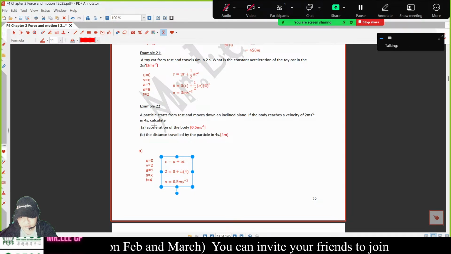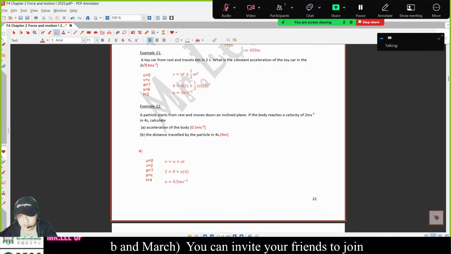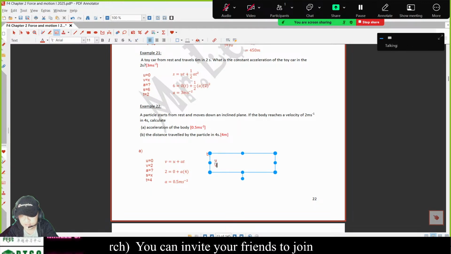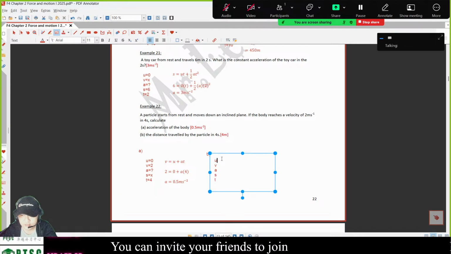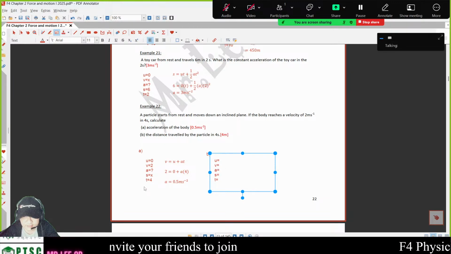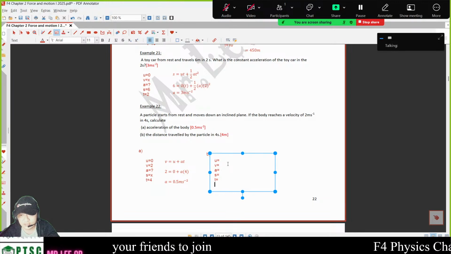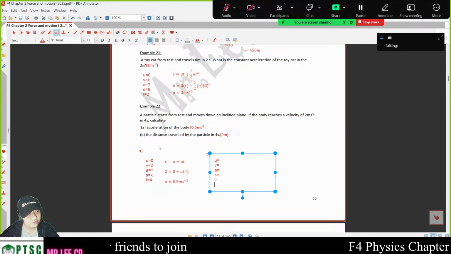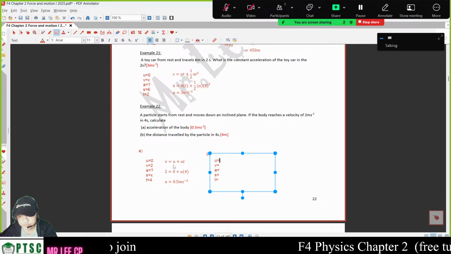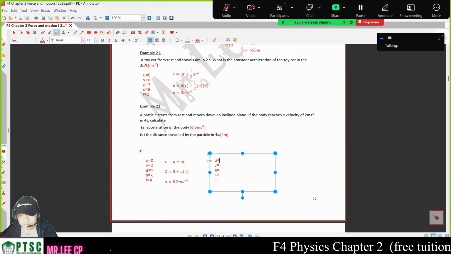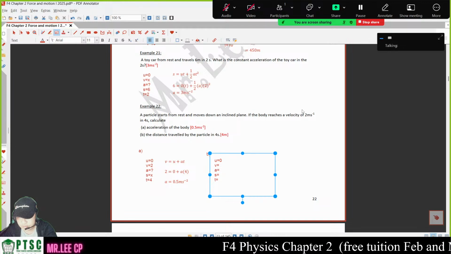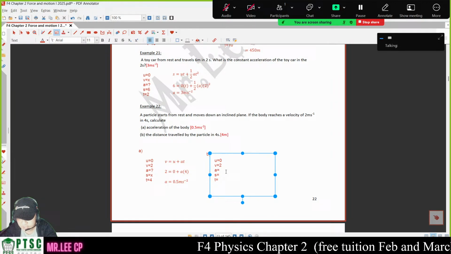A is 0.5. How about B? Alright, B. You list out everything first. U, V, A, S, T. You list out first. Cannot use the A as 0.5, yeah? Other you can use. Right? You try to list it out first before we do it. U is 0. V, it is 2. Where? Here. A, we don't have it yet.